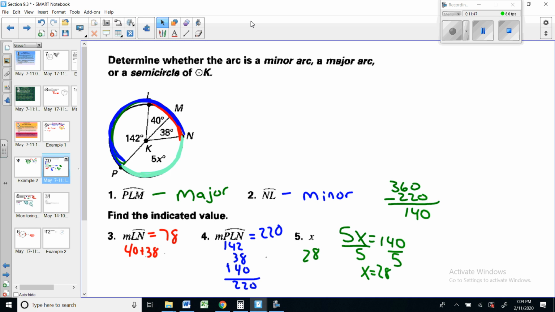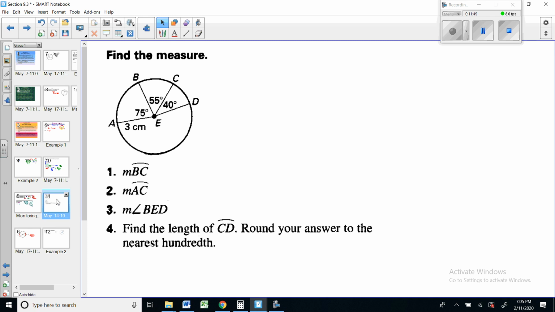This is another picture. It looks very similar. This time we want to find the measure of arc BC. The measure of arc BC should be 55, because the measure of the central angle equals the arc. Our next one, the arc from A to C. Those 2 arcs are 75 and 55, and they combine to 130. What is the measure of angle BED? That's going to be 95 degrees.